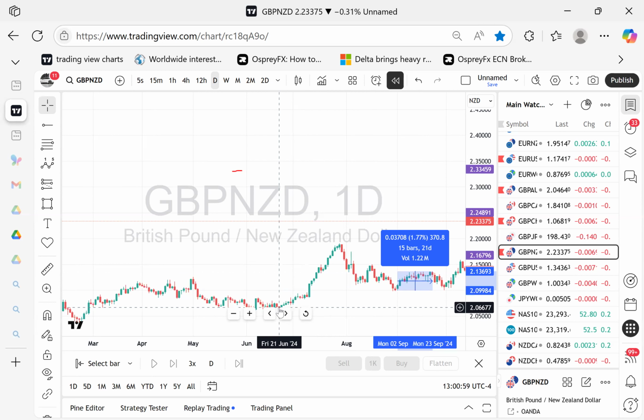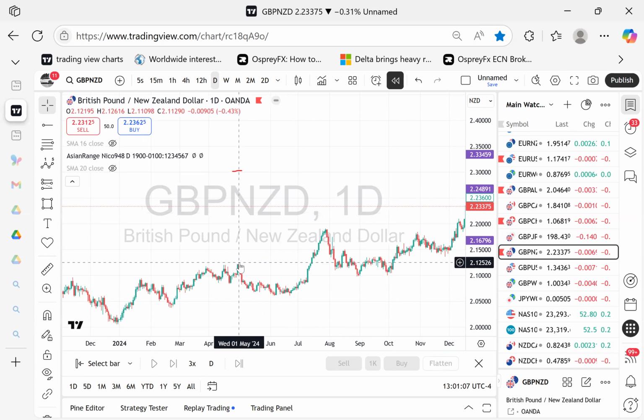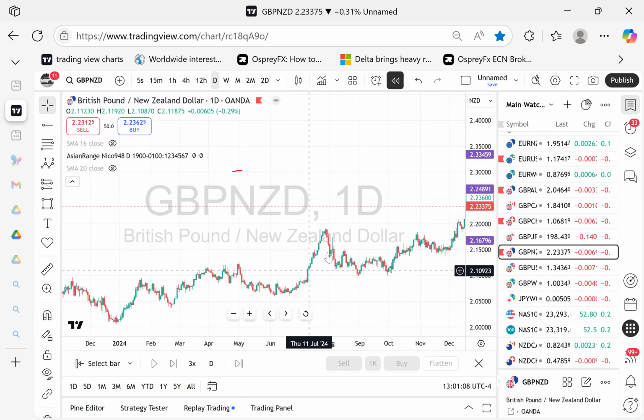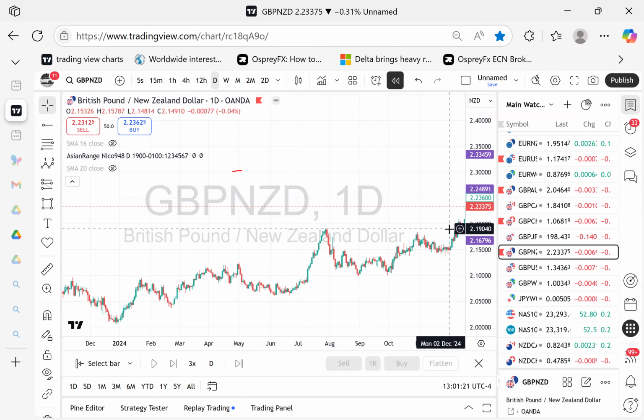If you look at this setup, price broke structure right here. You see that? There's your imbalance. Price came right back to your imbalance, bought up 370 pips, pulled back again and bought up about 1,000. You see what I'm saying? It's all the same thing. We're teaching you the same thing.